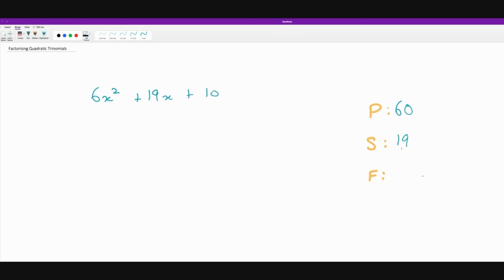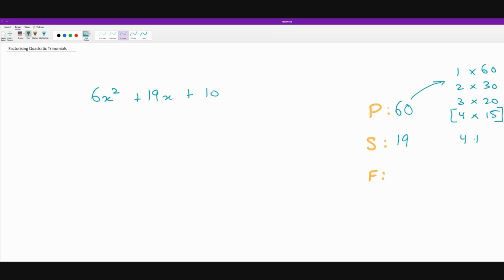Now again, same process, we're going to go through the different combinations that will give us a product of 60, and we'll see what we can get as a sum of 19. So we have 1 times 60, we have 2 times 30, we have 3 times 20, we have 4 times 15, and I'm going to stop there because I do see this one looks like a good fit. But let's just double check.